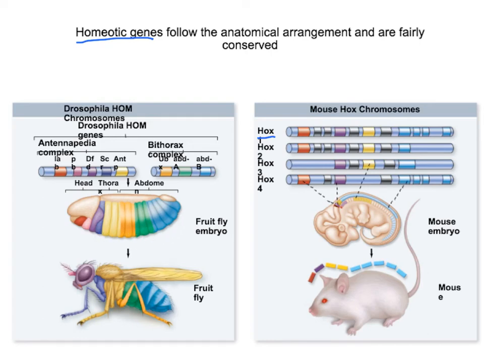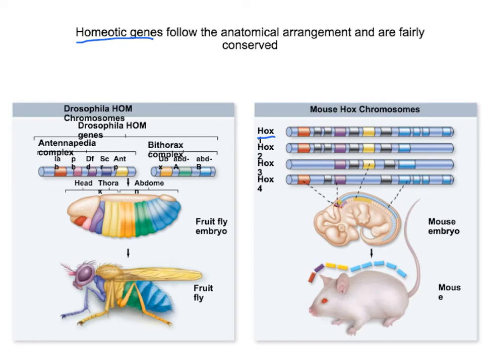And you can see that the genes that are most anterior in the chromosome are also the genes that are expressed in the anterior part of the embryo. And the same is true for vertebrates, where the most anterior genes in the chromosome are also those that are expressed in the most anterior part of the embryo. So this shows the homology between these genes and the structures that they are regulating.